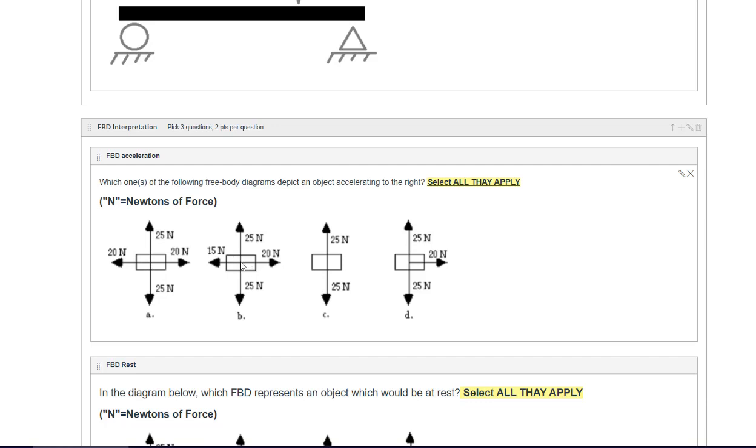This one would go to the right because it's being pulled harder to the right than to the left. Bigger arrow tells you that. And this one would move to the right because there is no force pulling it to the left. So B and D.